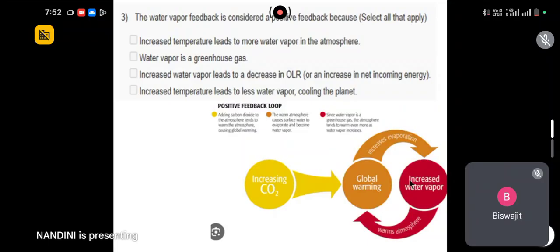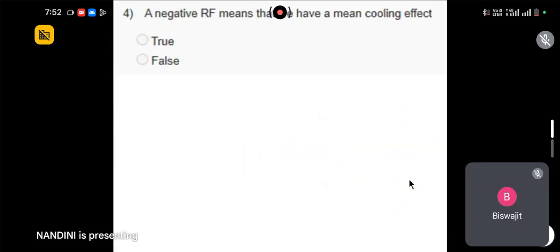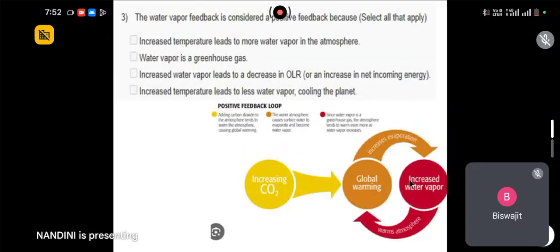Now, the third question. The water vapor feedback is considered a positive feedback because... So, water vapor feedback: we know that there is increasing greenhouse gas concentration in the atmosphere. Because of the increased greenhouse gas concentration, what happens? There is what is known as global warming. So, if there is an increase in temperature, what will happen to the water vapor content in the atmosphere? Warmer air will be able to hold more; you remember we learned about saturation vapor pressure and all these things.